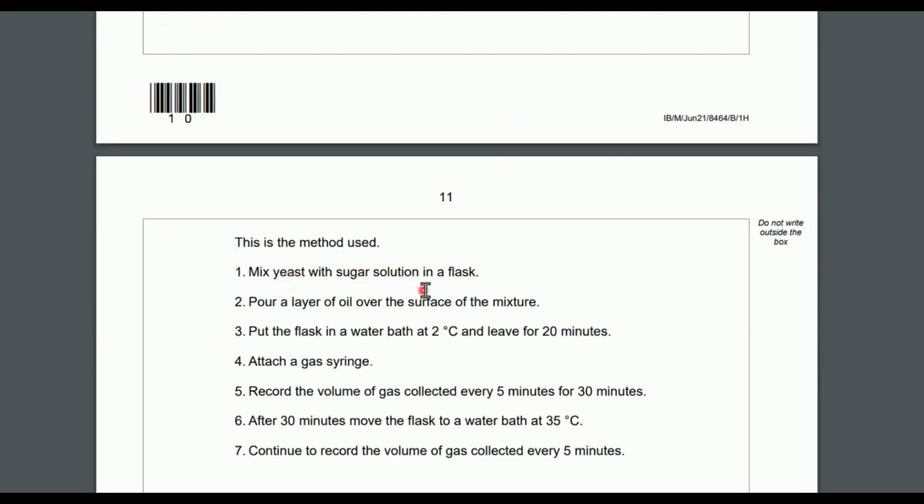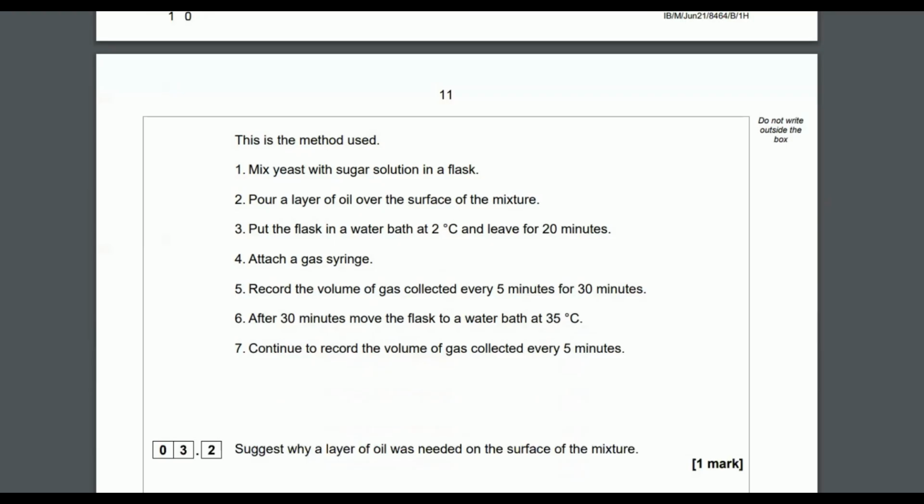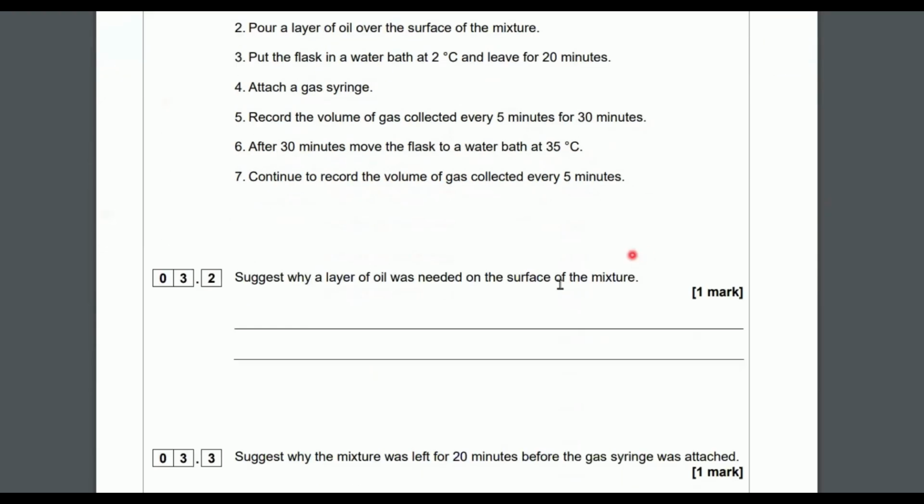Mix the yeast with sugar solution in a flask, pour a layer of oil over the surface of the mixture, put the flask in a water bath at 2 degrees and leave for 20 minutes. Attach a gas syringe. Record the volume of gas collected every 5 minutes for 30 minutes. After 30 minutes, move the flask to a water bath at 35 degrees. Continue to record the volume of gas collected every 5 minutes. Suggest why a layer of oil was needed on the surface of the mixture.